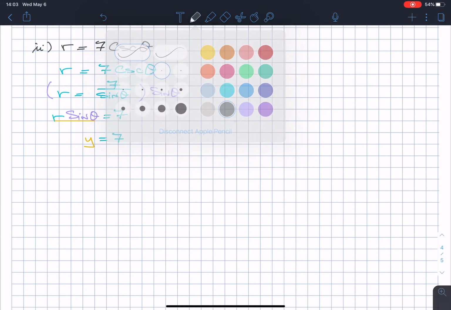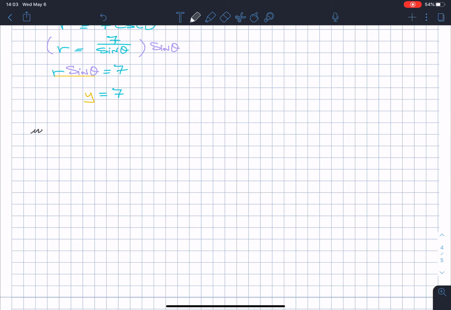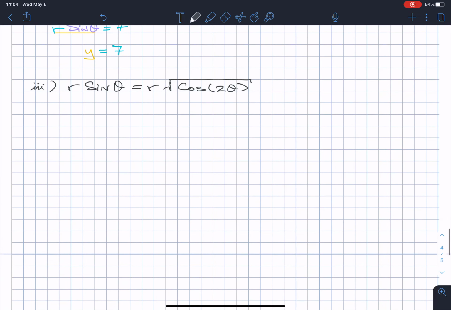Okay, so number 3. So let's say we have r sine of theta is equal to r times the square root of cosine of 2 theta. Okay, so let me rewrite this. R times sine of theta is equal to r times the square root of cosine of 2 theta.